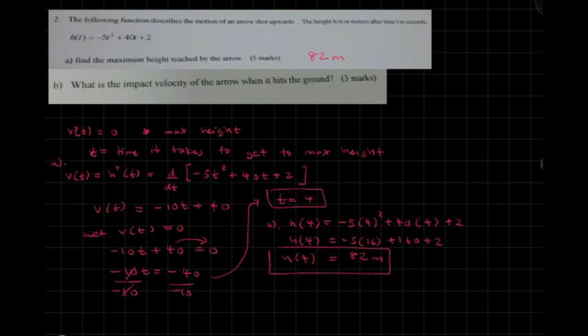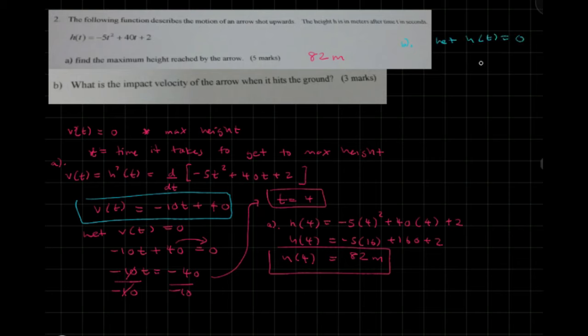Okay, so we know that the maximum height is 82 meters. What is the impact velocity of the arrow when it hits the ground? I'm just going to change colors so we can look at the next question. Question B. Well, we need to figure out the time it takes for the object to hit the ground. We do have the velocity function, so after we find the time, we're going to plug it into this function. To find the time it takes to hit the ground, I'm going to let h of t equal 0, because that's the height when the object is at the ground.